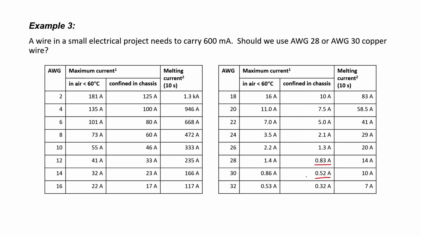We can see that 600 milliamps lies right in between the recommended maximum currents for 28 gauge and 30 gauge copper wire. So should we round up or should we round down? Well, we want to err on the side of safety. So given these two choices, we should choose the 28 gauge copper wire because it's thicker. It's not going to get as hot, therefore it's safer.